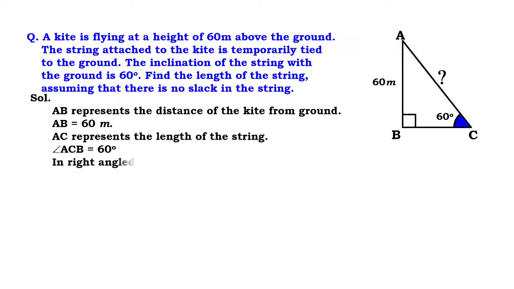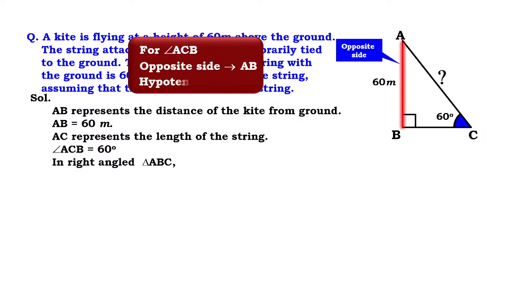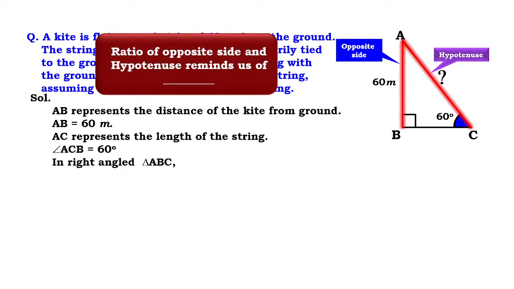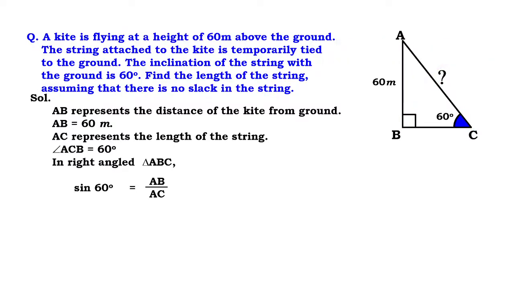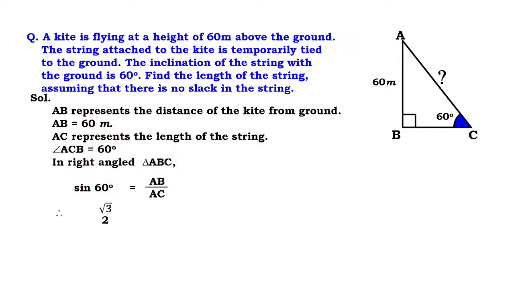Okay, so angle ACB is 60 degrees in the right angle triangle. Correct? Opposite side is AB and hypotenuse is AC. So what is the value I'm going to use? Sine. Okay, so what is the formula? Sine 60 is equal to AB by AC. What is sine 60 value? Root 3 by 2. So can I write root 3 by 2 here?